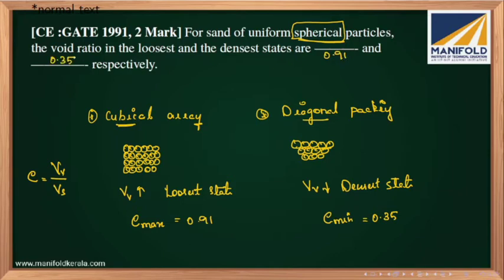In an analytical type of question, if they are speaking about some soil whose particles are spherical shaped, they won't mention the corresponding void ratio. In those cases, we directly use 0.91 or 0.35 based upon the type of packing they have mentioned, or based upon the state at which the soil is available, whether it is in the loosest or the densest state. So be careful and remember these values. These are very important. Moving to the next question.